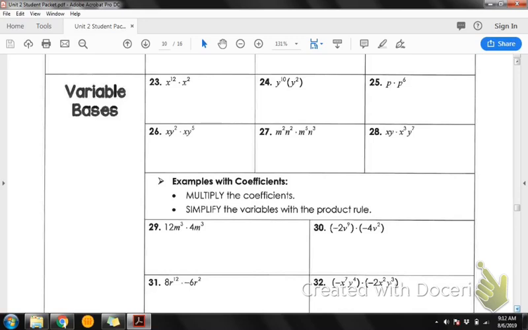So if we look at number 24, Chelsea, what might you say the answer for 24 is? Y to the 12th power. Anybody agree with that? I would. What about 25? Zaria, you want to give a stab at 25?